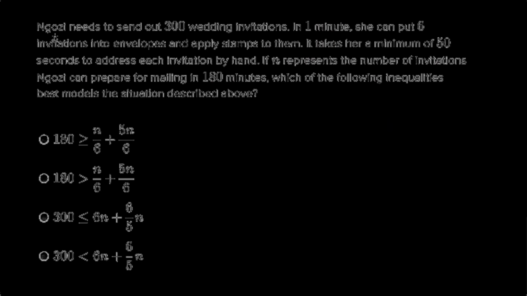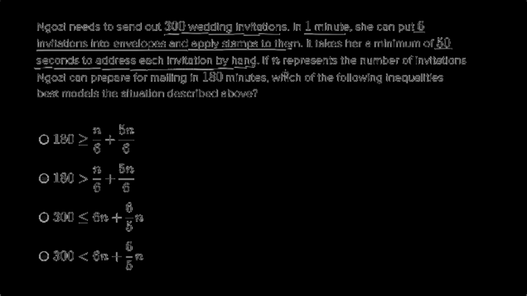Ngozi, I think that's how I would pronounce it, needs to send out 300 wedding invitations. Let me underline that, 300 wedding invitations. In 1 minute, she can put 6 invitations into envelopes and apply stamps to them. It takes her a minimum of 50 seconds to address each invitation by hand. If N represents the number of invitations Ngozi could prepare for mailing in 180 minutes, which of the following inequalities best models the situation described above?